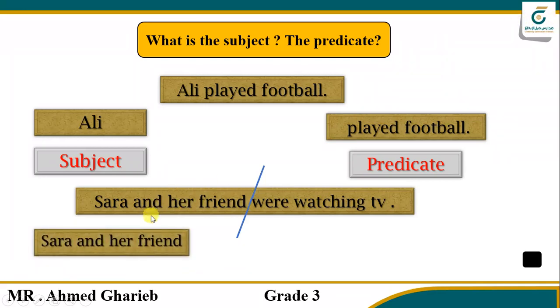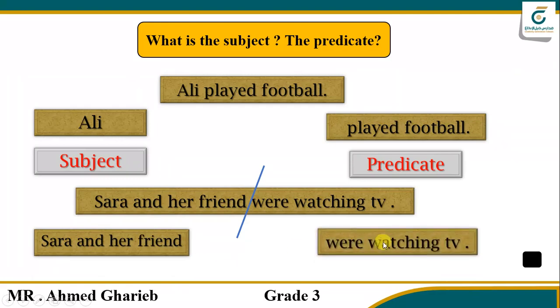Okay? Sarah and her friend is the subject and were watching TV is the predicate. So the subject is who or what the sentence is about. And the predicate is what the subject is doing. And also the predicate starts with the verb till the end of the sentence.